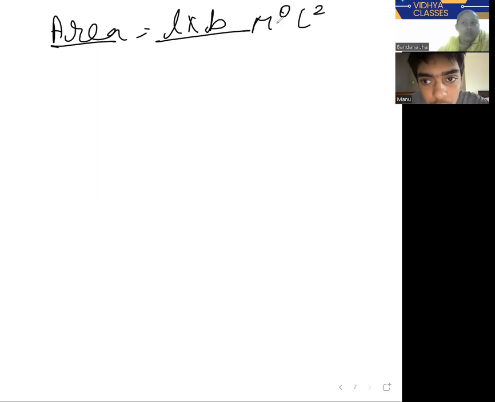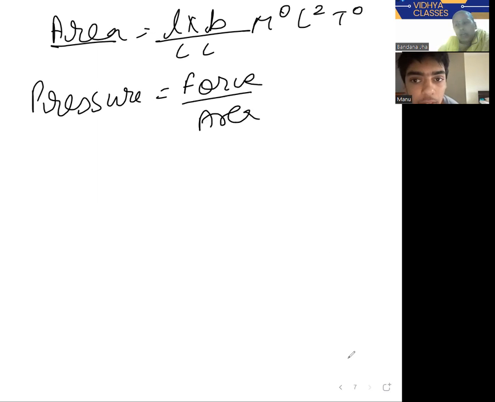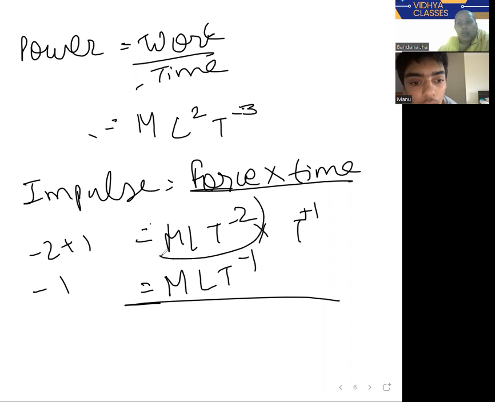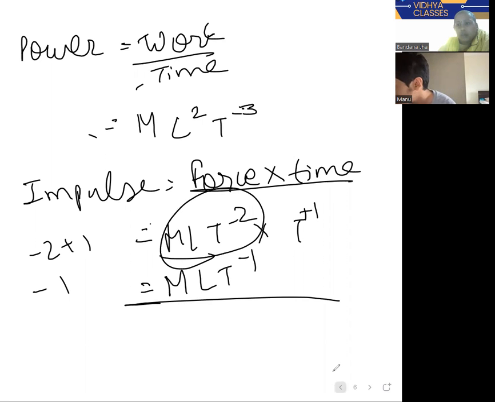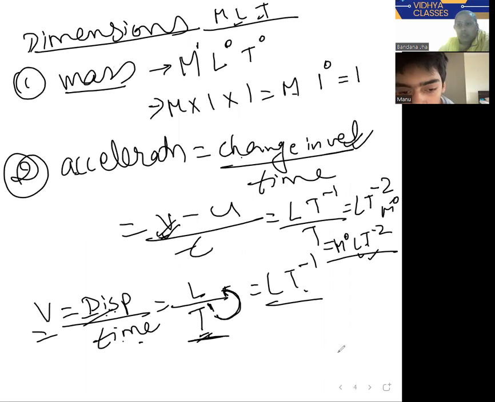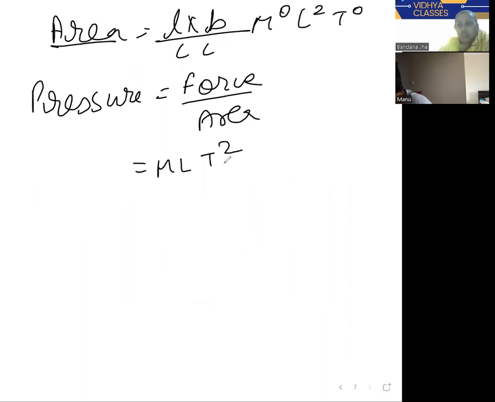M0, L2, T to the power 0. Yes. And pressure is equal to force upon area. Yes. And force SI unit is how much? ML T minus 1. ML T to the power of minus how much? Minus 1. Minus 2. Okay. Yeah. Minus 2. Sorry. Yes, it's minus 2. Correct. Divided by M0, L to the power 2, T to the power 0.